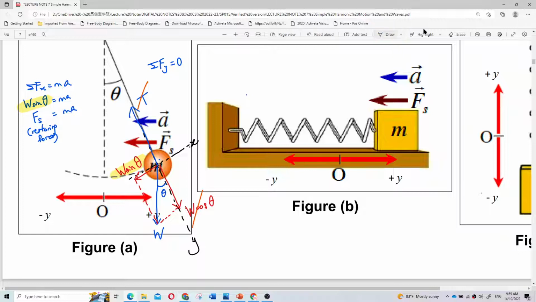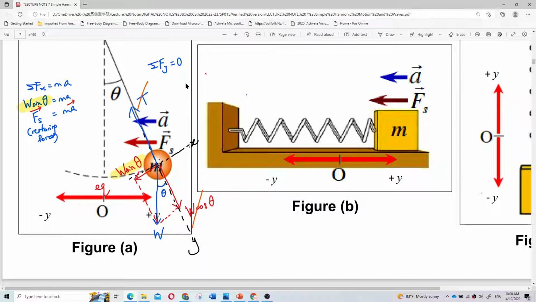So kalau dia punya force ke arah mana, A pun ke arah mana lah. So sekarang dia punya W sin theta ke arah mana? Ke mana? Ke equilibrium, betul tak? Ya. W sin theta ke equilibrium. So A dia pun ke equilibrium. Itu maksudnya. Faham tak? W sin theta ke arah equilibrium. So A pun ke arah equilibrium.